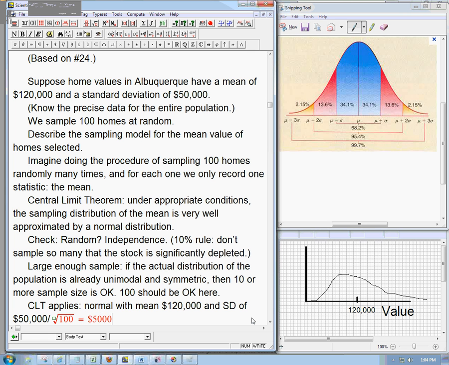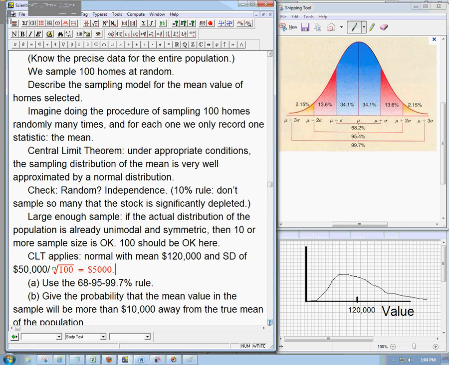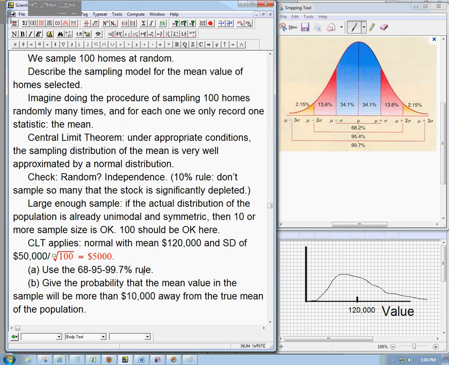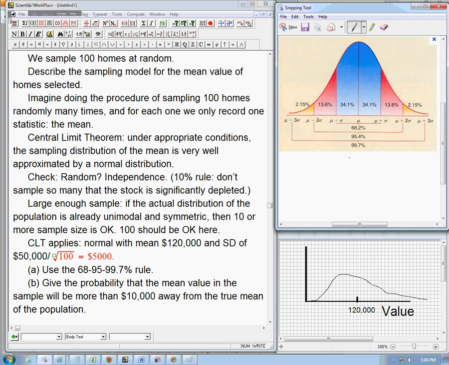And suddenly I'm in math mode. Yay! Okay, so now we can be more explicit. We've got a normal distribution with mean 120,000 and standard deviation 5,000. So let me see if I can ink on here. I haven't tried this.